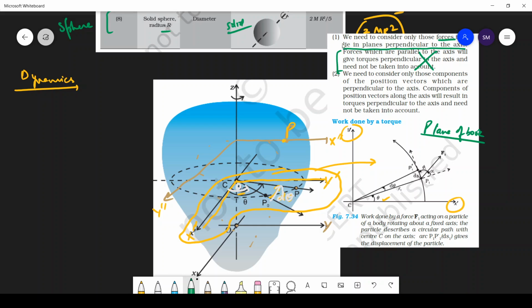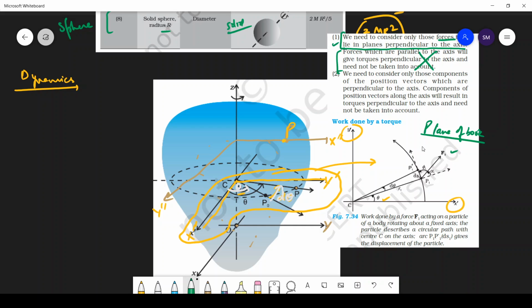This is not going to be anywhere near in the lecture today, but this is a very important assumption that we take, like we take the assumption that acceleration is constant. You need to understand that we need to consider only those forces which lie in the plane perpendicular to the axis. So we will be considering only the forces which lie in the plane of your notebook or plane of your book. Is this clear? Next thing is that we need to consider only those components of position vectors which are perpendicular to the axis.